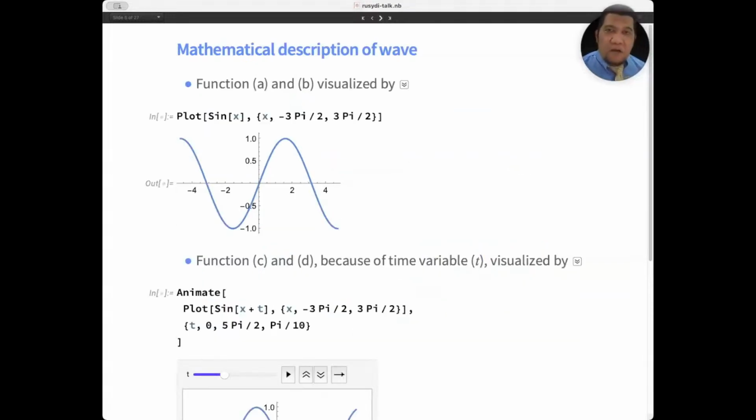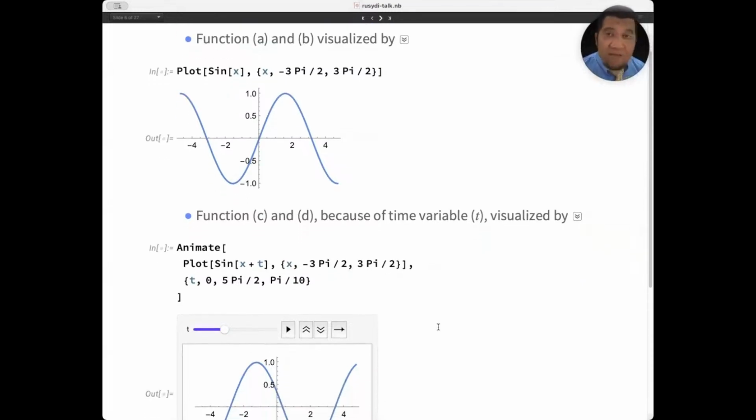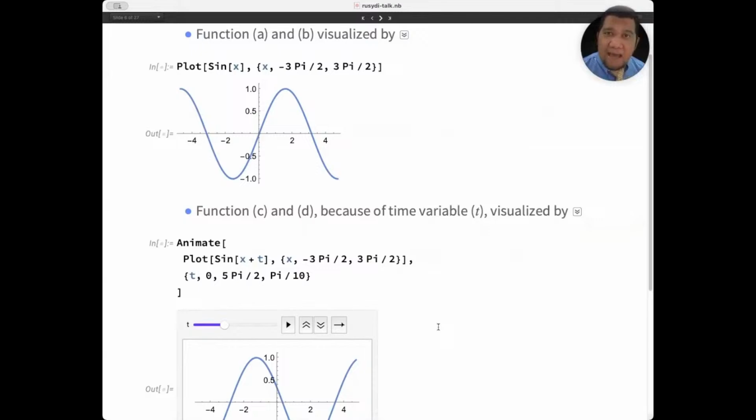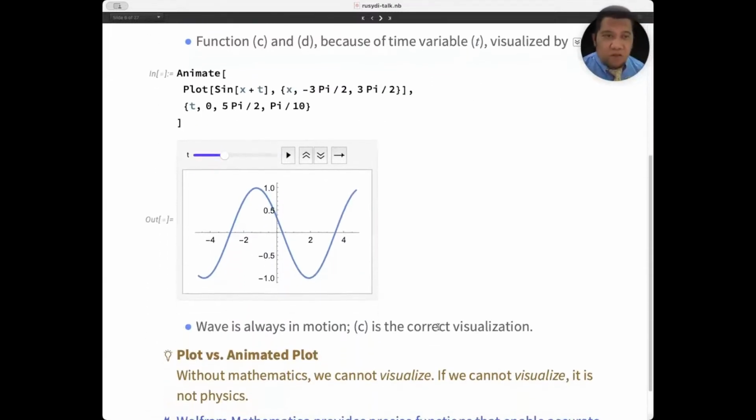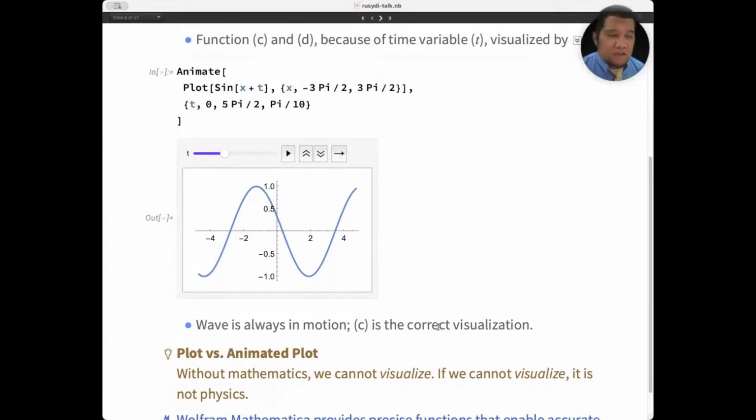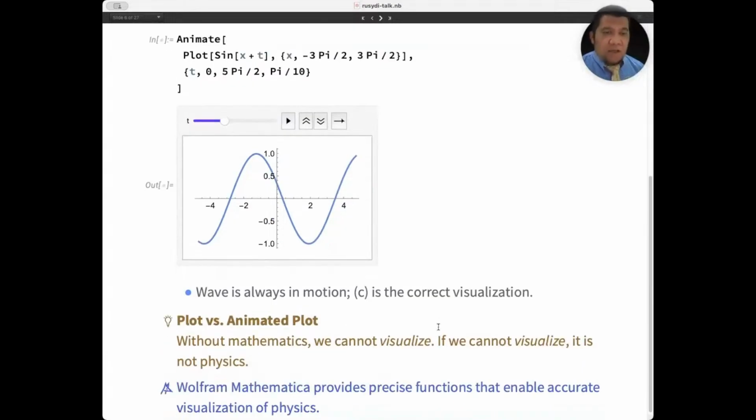Functions A and B are visualized by plot, while functions C and D, because of the time variable t, are visualized by animated plot. Where a wave is always in motion, therefore, an animated plot is the correct visualization. This is only a small example of how important mathematics is in physics. Without mathematics, we cannot visualize. If we cannot visualize, it is not physics. Wolfram Mathematica provides precise functions that enable accurate visualization of physics.